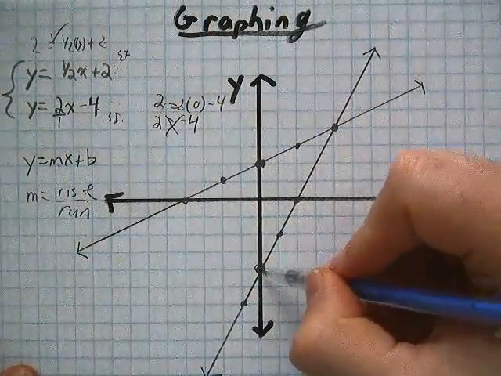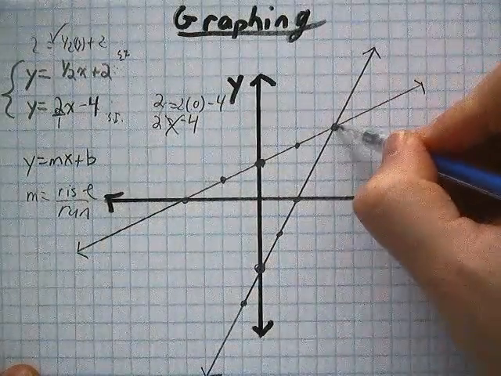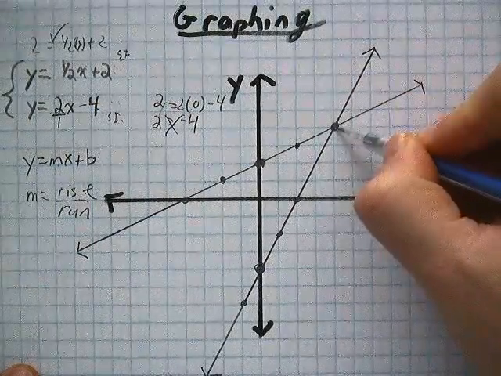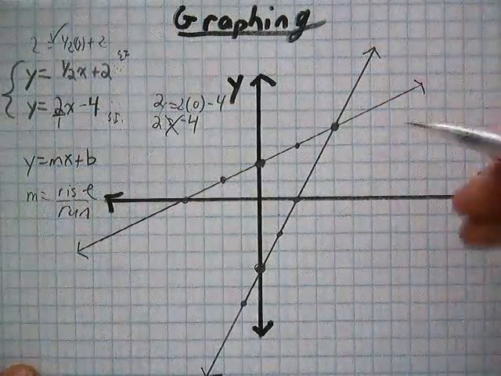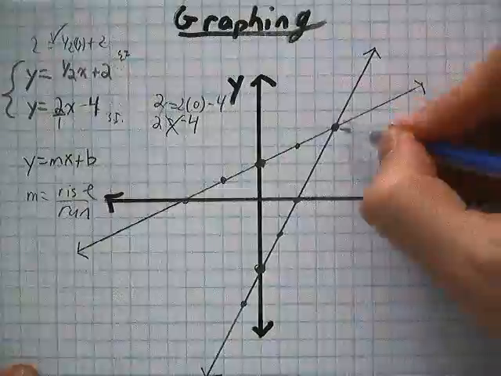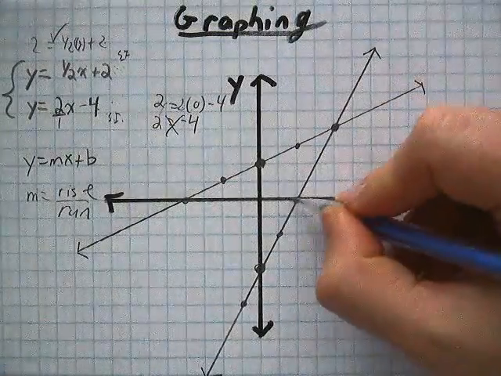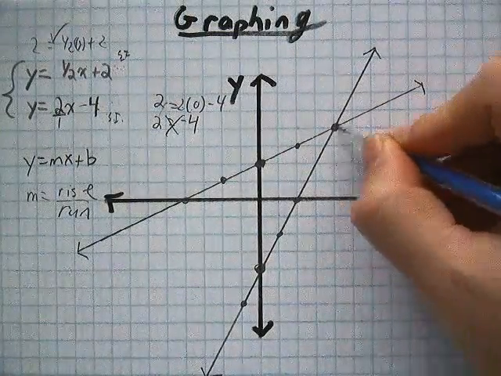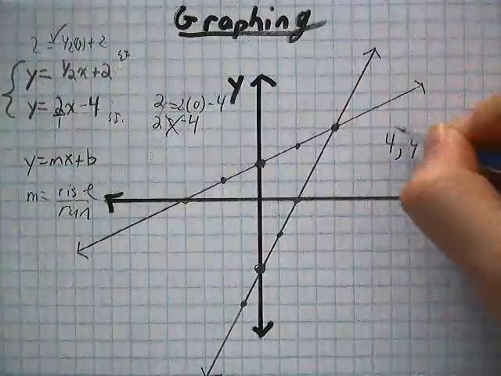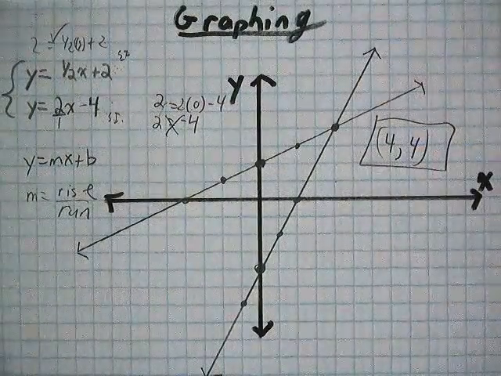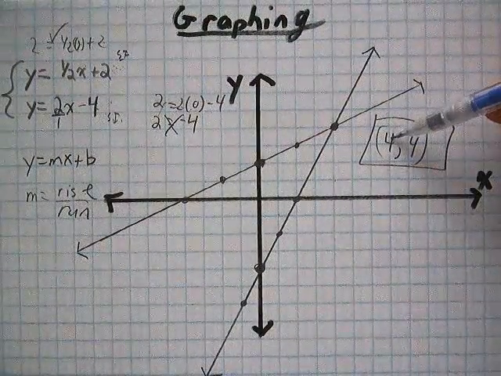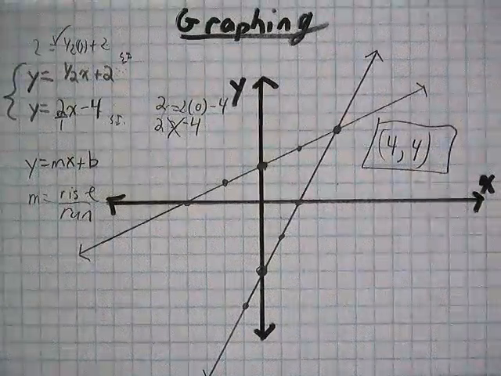We're looking for the one point that works in both equations. And I'm sure some of you might have guessed it by now. That's going to be the point that lies on both lines, or the intersection point. So the answer to this system of equations is going to be the point 1, 2, 3, 4 over, 1, 2, 3, 4 up. The point 4, 4. And again, what that means is x equals 4, y equals 4.